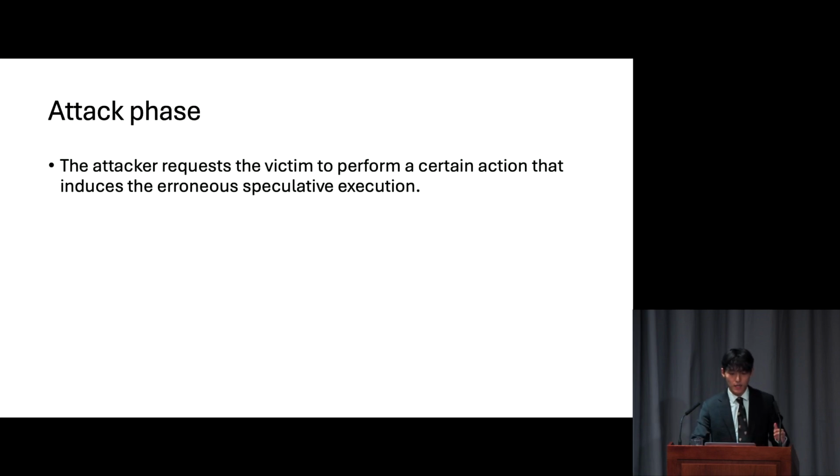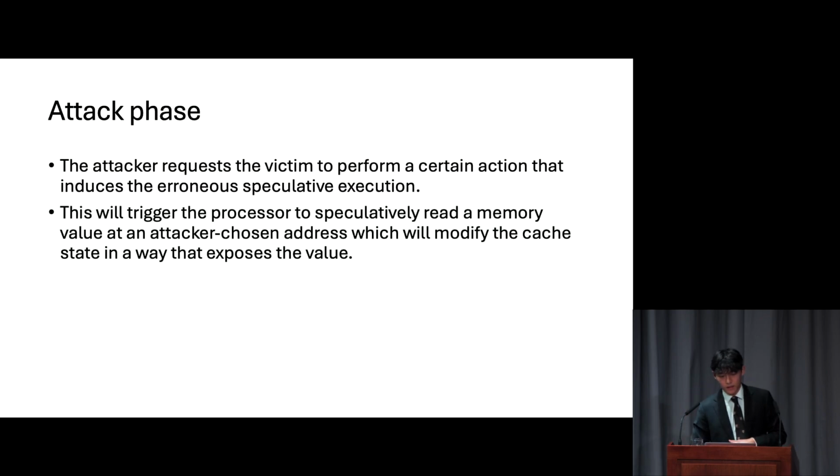The attack phase is going to start when the attacker requests the victim to perform a certain action that induces the erroneous speculative execution that we set up in the last phase. Think of it as that if statement. Ideally we want this to trigger the processor to speculatively read a memory value at some address, which will most likely be the monitored cache line from earlier, that will modify the cache state in a way that exposes the value.